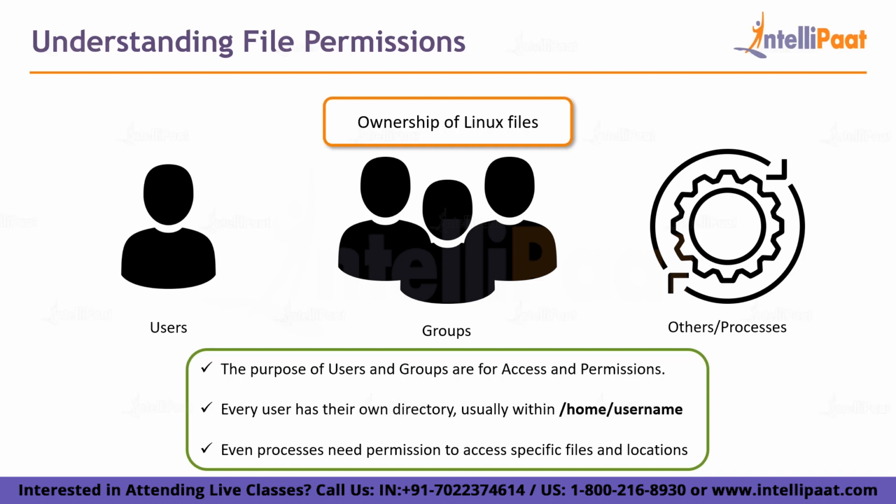Groups are basically where you can create a group, add in some users, and give that group some permissions, so all those users will have only those permissions. And then finally, others and processes. Processes, in the sense that when a process is running, it might require a particular resource or file to work on. So that process should be given permission to use that particular file. So these are the 3 different types of owners.